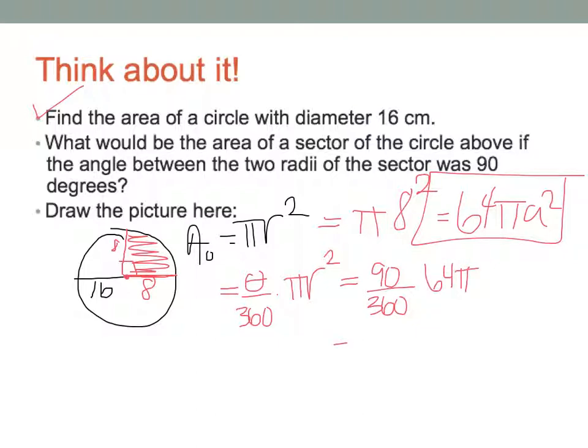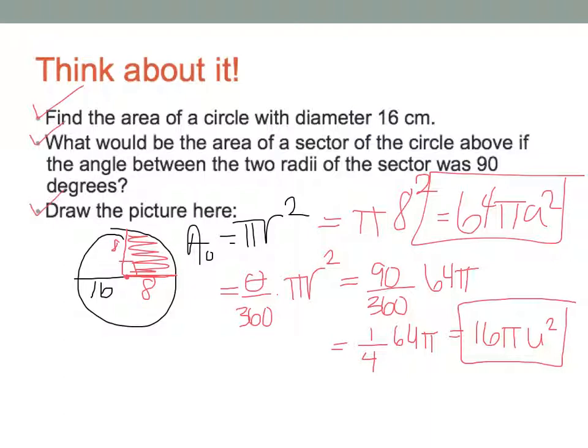And let's just start reducing this over here. 90 divided by 360 gets reduced down to 1/4 times 64 pi. And I simplify that and I get 16 pi units squared is the area of my sector in between the two radii with a central angle of 90. The last one says draw the picture here, and we did just that.